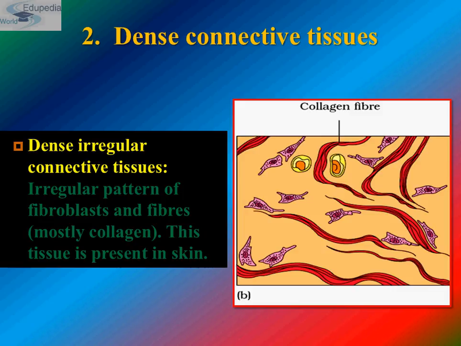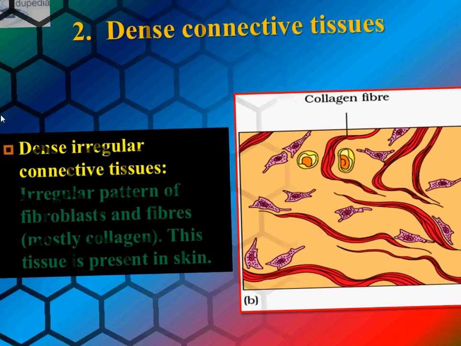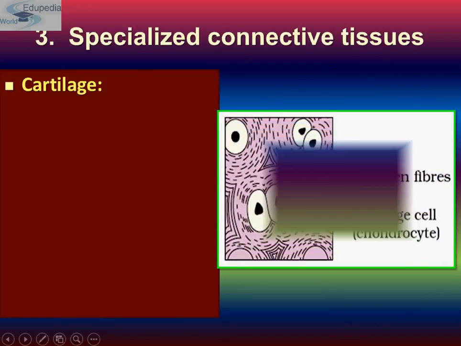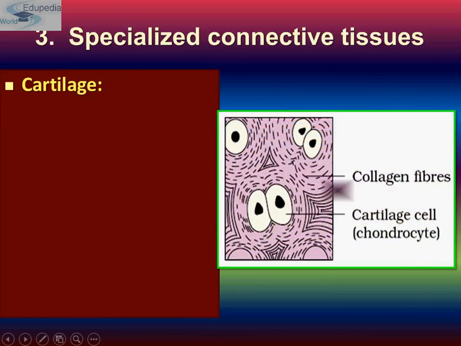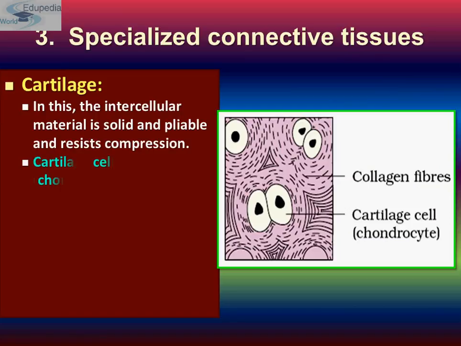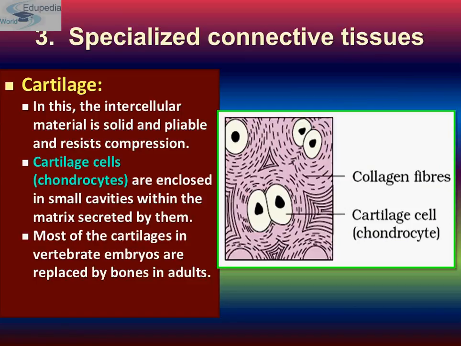Cartilage, bone and blood are the various types of specialized connective tissues. As I have told you, cartilage, blood and bones are called specialized connective tissues.